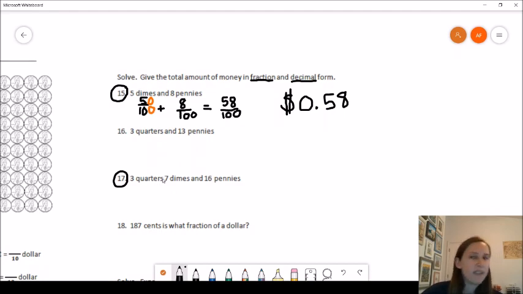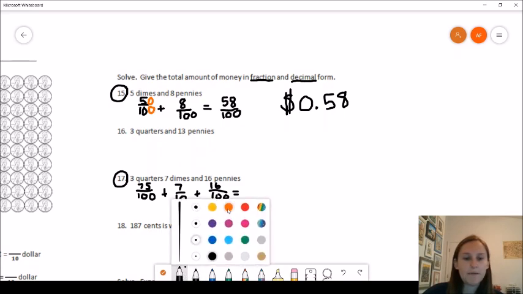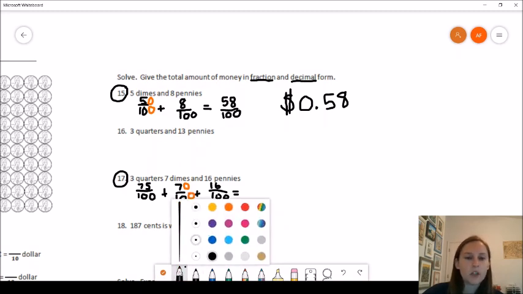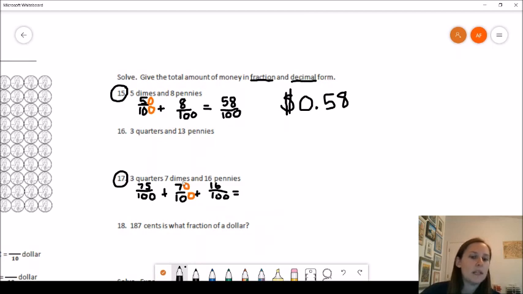Well, each quarter is 25 cents, so 25 hundredths of a dollar. So 3 quarters would be 75 hundredths of a dollar. And then 7 dimes, each dime is 1/10 of a dollar. So 7 dimes would be 7/10 of a dollar. And 16 pennies, each penny is 1/100th of a dollar, so 16 pennies would be 16 hundredths of a dollar. Now I see that they do not all have the same denominator, they're not all in the same fractional unit, so I would need to convert this 7/10 into 70 hundredths, and now I can add them because they're all in hundredths, and that makes sense because 7 dimes is worth 70 cents.